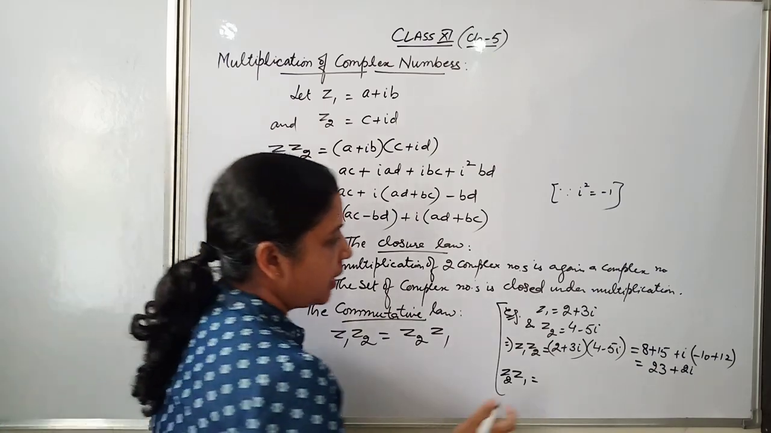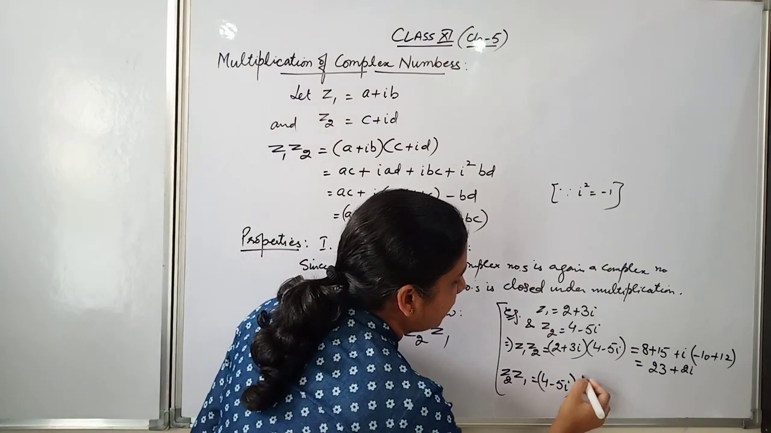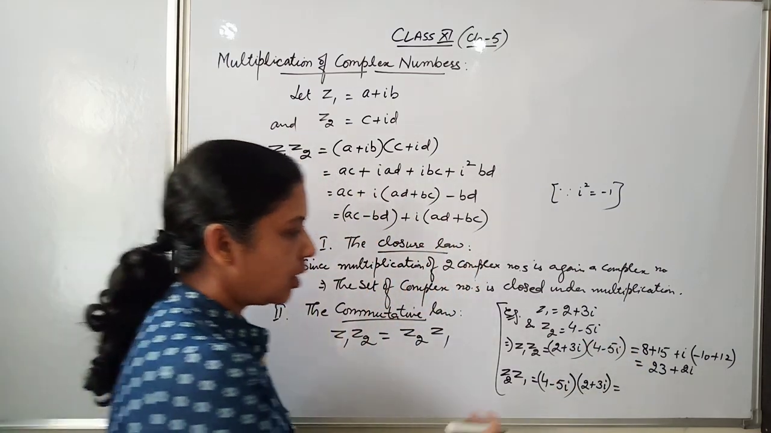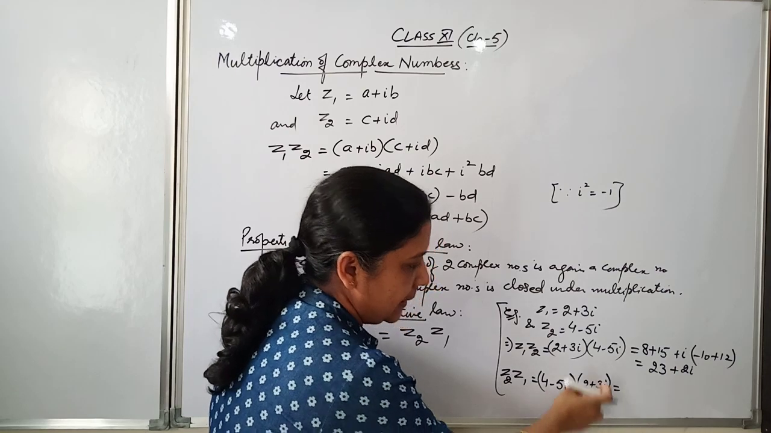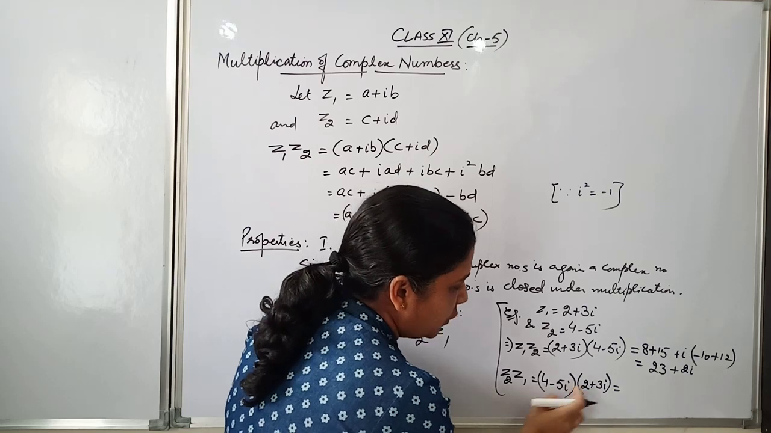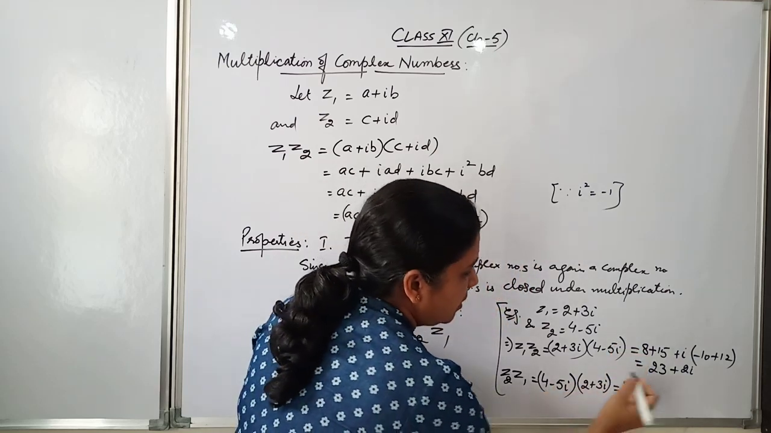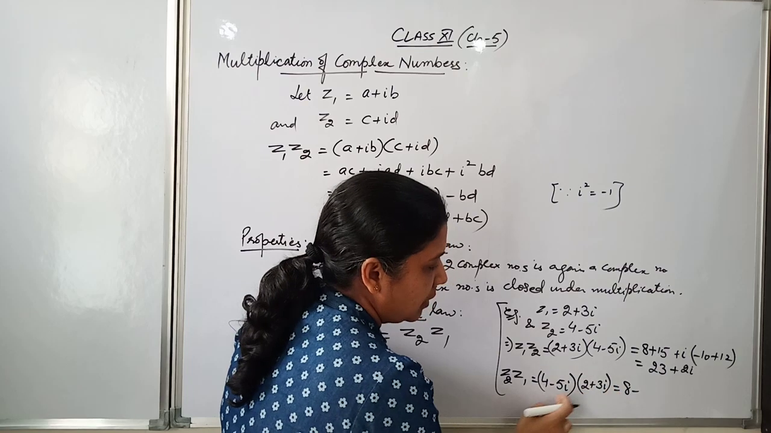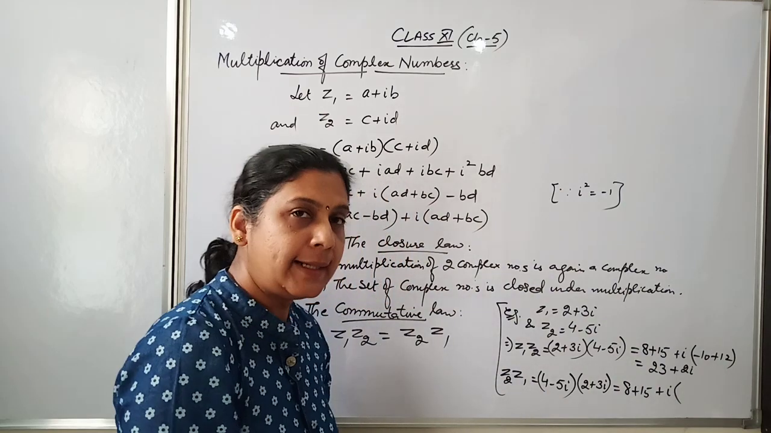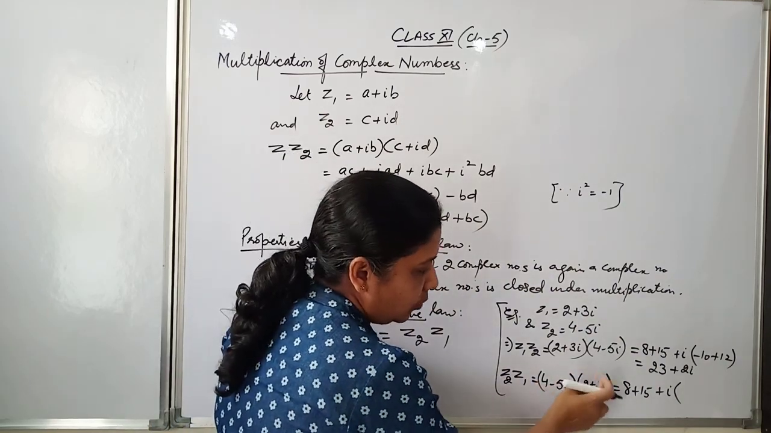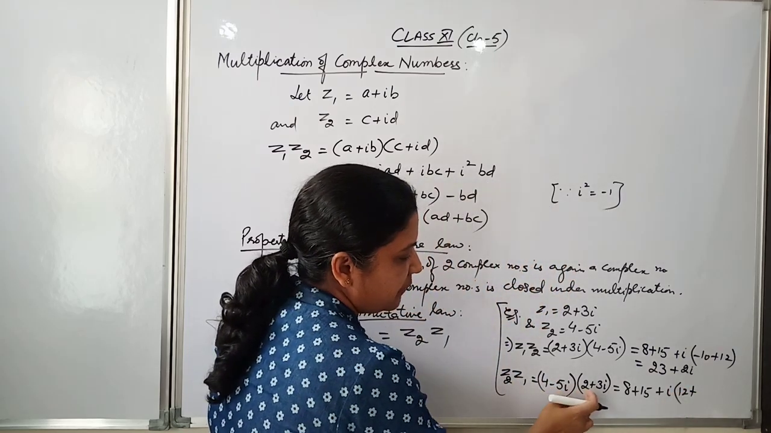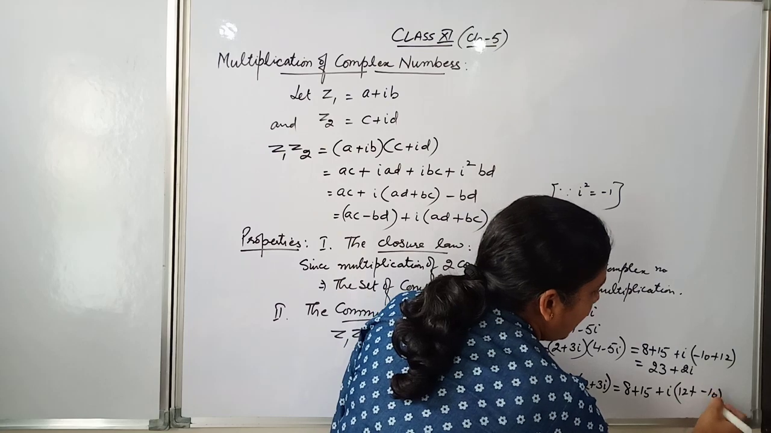Z2 into Z1. Now I will be writing Z2 in front and then write down the value of Z1 and again apply the same formula. Now this is A, B, C and D. The formula will remain to be the same. AC minus BD. A into C. 4 2s are 8 minus BD. Minus 5 into 3, minus 15. So it is minus minus plus. Plus iota into AD plus BC. A into D, 4 3s are 12 plus BC, minus 5 into 2, that is minus 10.